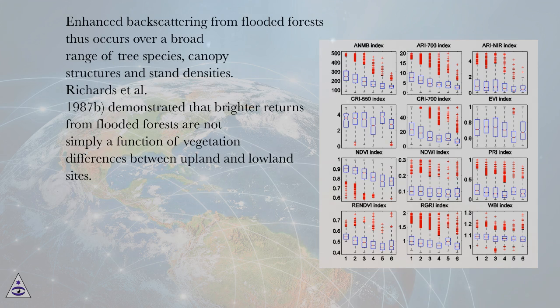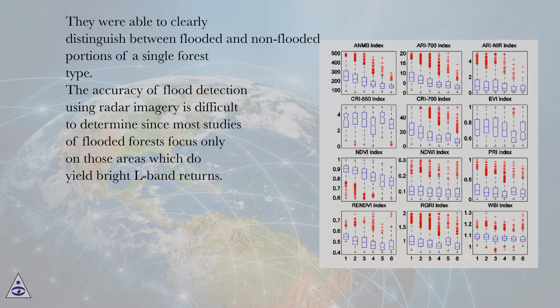Enhanced backscattering from flooded forests thus occurs over a broad range of tree species, canopy structures and stand densities. Richards et al. 1987b, demonstrated that brighter returns from flooded forests are not simply a function of vegetation differences between upland and lowland sites. They were able to clearly distinguish between flooded and non-flooded portions of a single forest type. The accuracy of flood detection using radar imagery is difficult to determine since most studies of flooded forests focus only on those areas which do yield bright L-band returns.